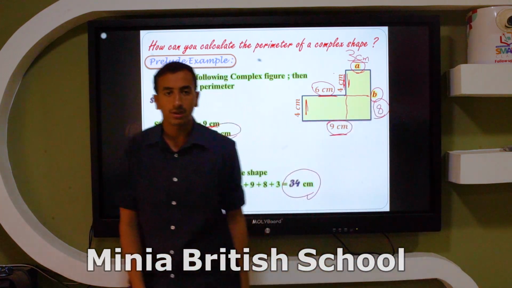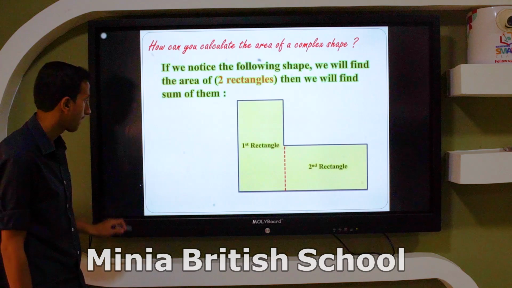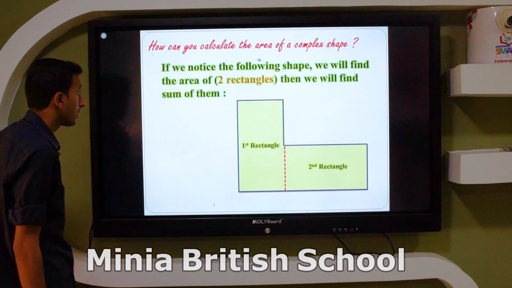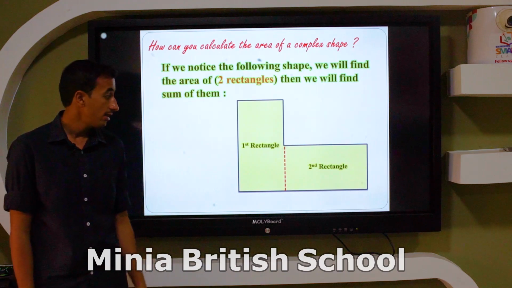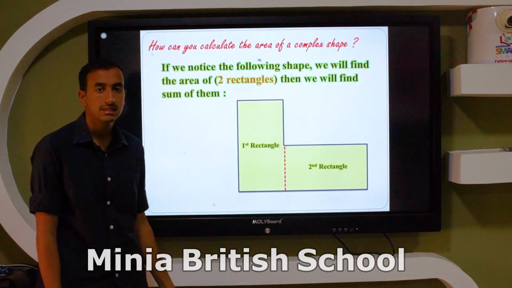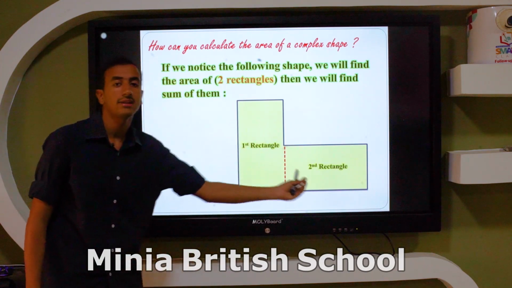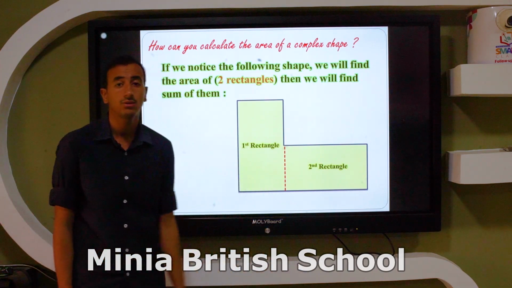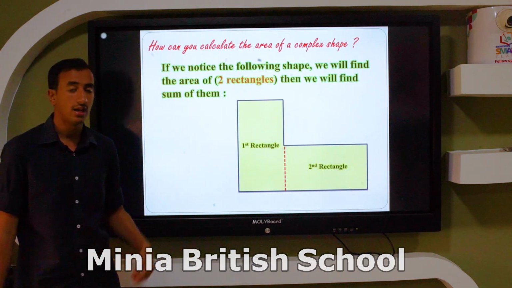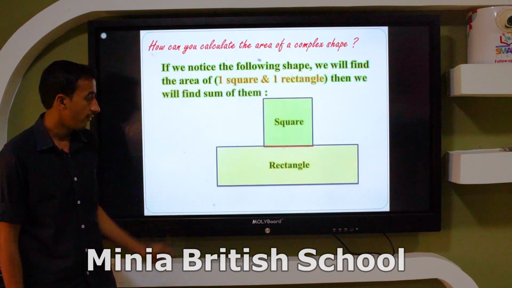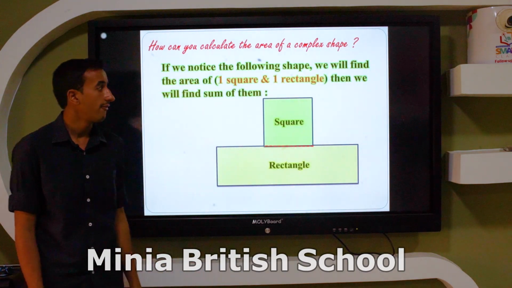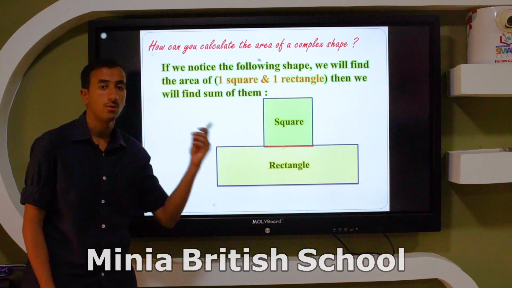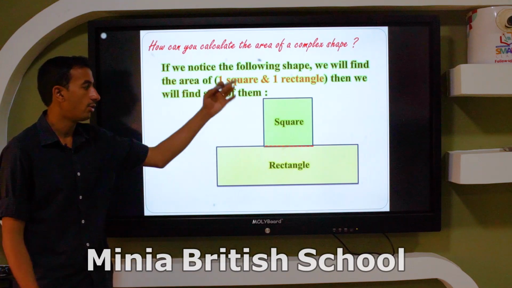Let's see together how you can find the area. If we have a complex figure made of two rectangles, you must separate this odd shape into rectangle 1 and rectangle 2 to find the area. We must find the area of rectangle 1 and the area of rectangle 2, and we can find the total area, area 1 plus area 2. And if we have a square and a rectangle, you can find the area of the square and the area of the rectangle, and the total area 1 plus area 2 is equal to the total area of the odd shape.